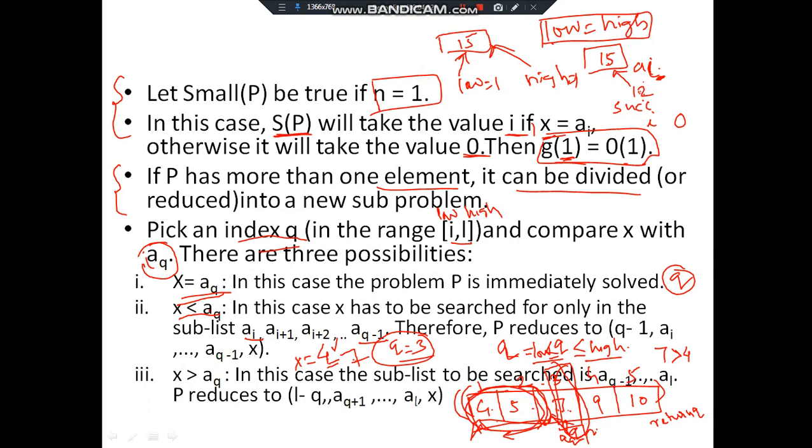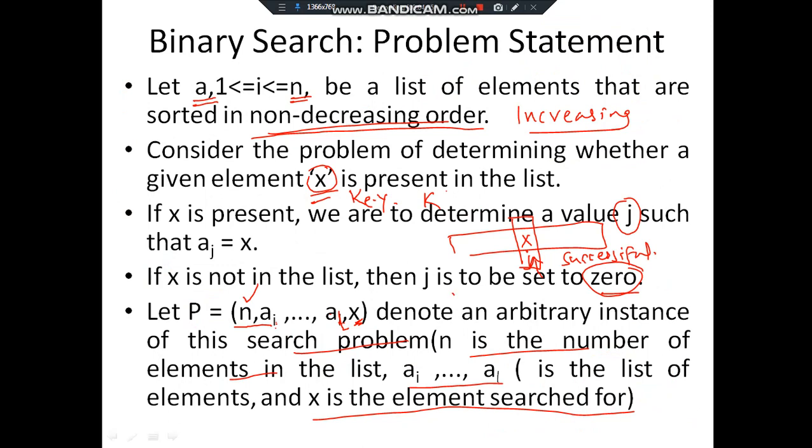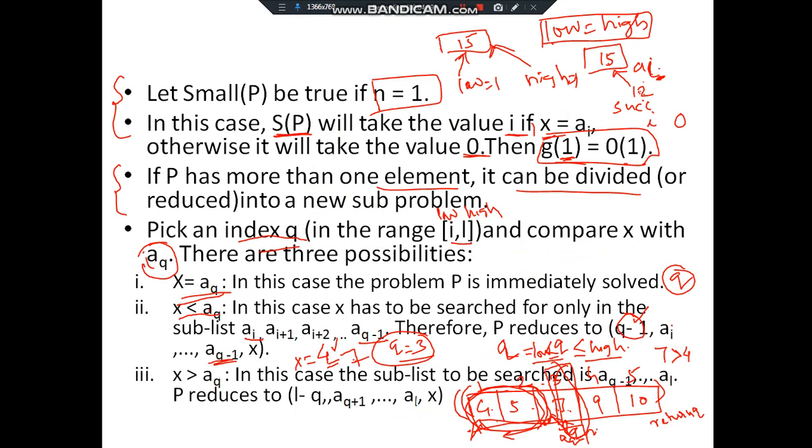Therefore P reduces to a problem of size q minus 1. The size of the array is q minus 1 now, because previously it was n, but it is now from low to q minus 1. So that is a of low to a of q minus 1. Previously the problem was up to L, but now it is up to a of q minus 1, and x is the key that I am searching for.